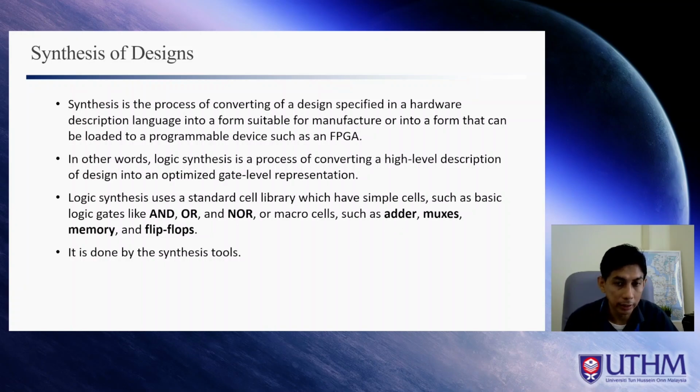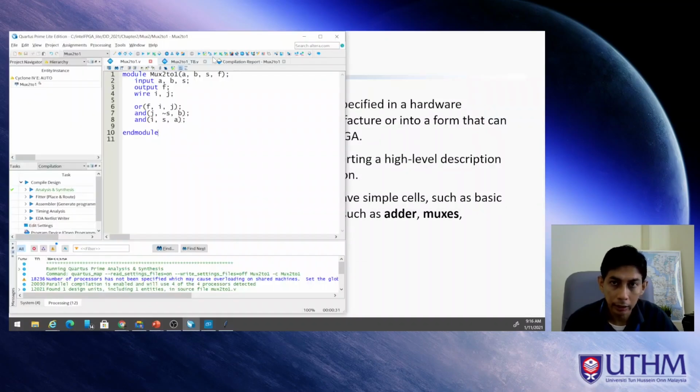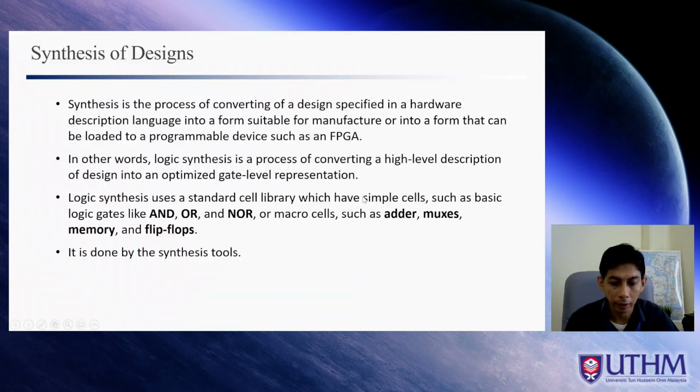So when we do the synthesis in our program, in Quartus here, right, we click analysis and synthesis. So the software will convert the code to the gate level description. Right. That is the meaning of synthesis. So it is done by, of course, the synthesis tool. In our case it is Quartus, but as a designer ourselves, we need to know the process of synthesis.